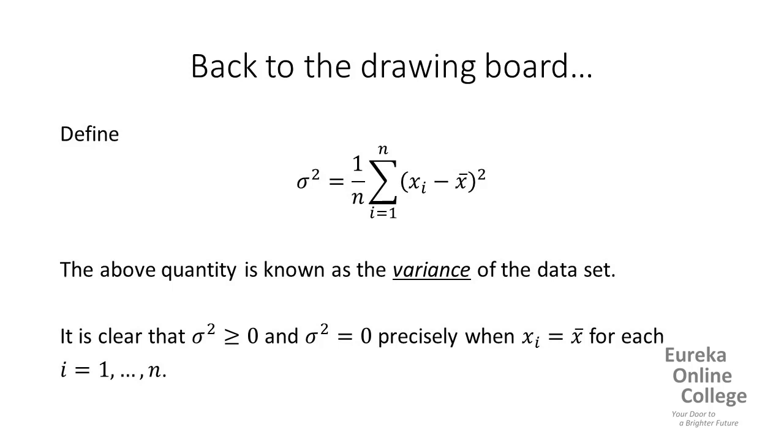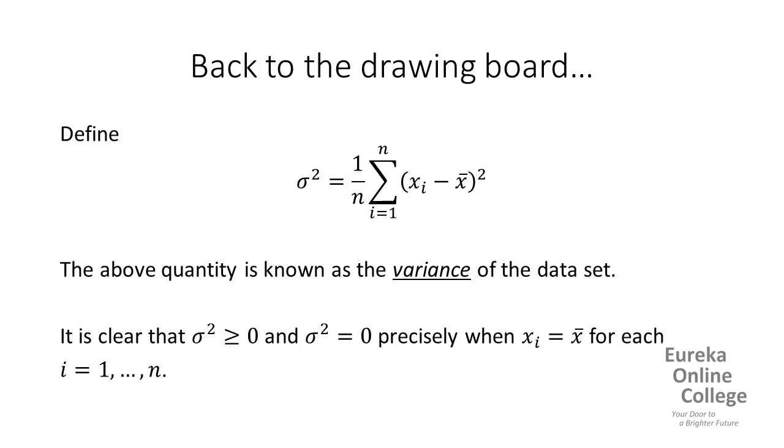Notice that the expression on the left, little sigma squared, we are treating as a single symbol. Okay, so we're not thinking of it as some quantity sigma that we're squaring. Sigma squared is the entire symbol, and it is the variance of the data set. As I mentioned before, it's clear that sigma squared is greater than or equal to 0. It's the sum of squares. We're dividing by n, but that's not going to change the sign of the expression.